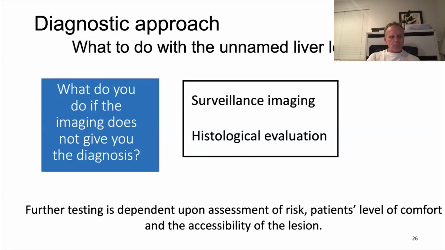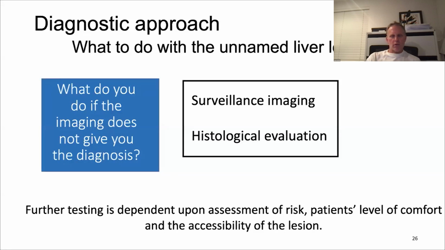The options really are to either do surveillance, keep watching it, because if it doesn't change over interval time, it's unlikely to be of concern. It's more likely to be benign. Or biopsy it, histological evaluation. It's really going to come down to a further discussion with regards to the perceived risk to the patient that this may be something more sinister. And as I said earlier, if the patient has a past history of any malignancy, then their risk would be deemed higher.